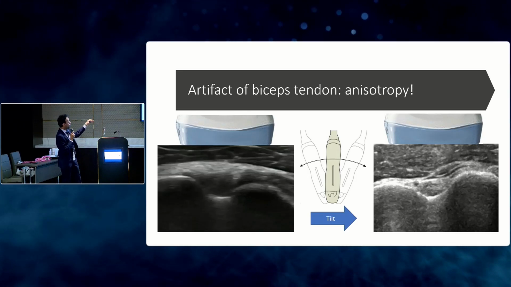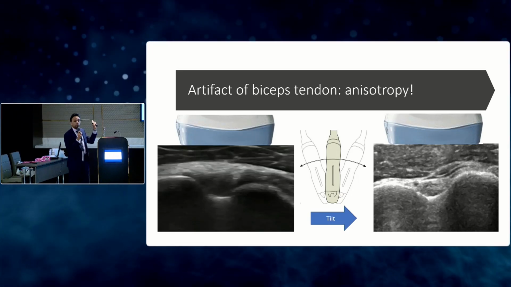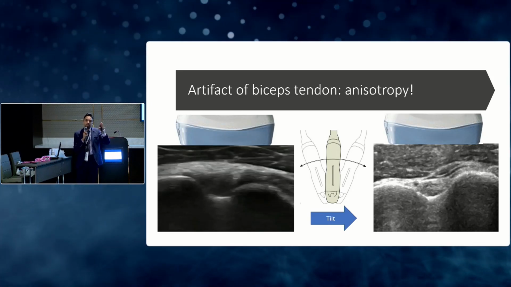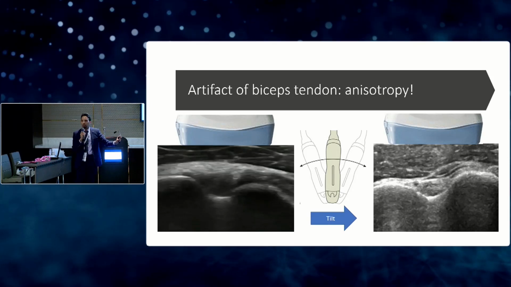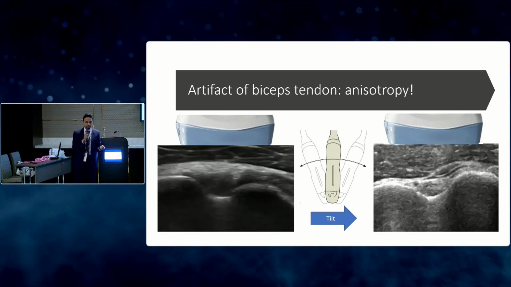So it's not to be only full of the hypoechoic. Because sometimes there might be a rupture of the biceps tendon, you need to tilt the probe to make sure that you see the hyperechoic structure. But if it's only hypoechoic, that means there might be a rupture of the tendon.